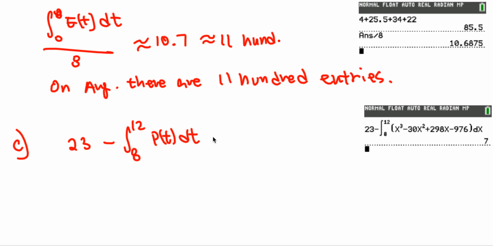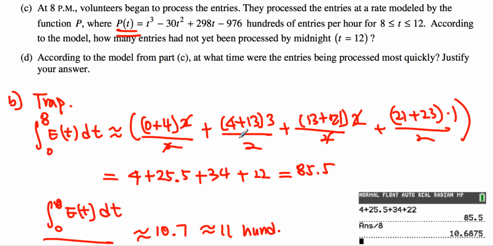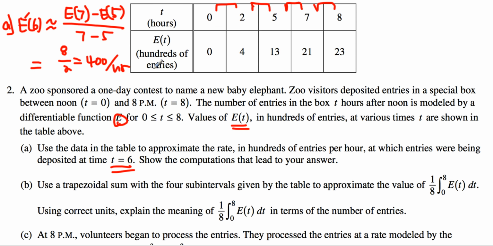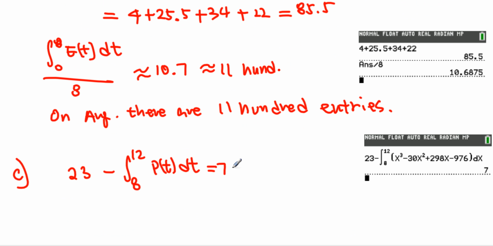So using that, we can say that the answer is 7. Now, the question is, how many entries have not been processed by midnight? 7 was hundreds of unit entries, so we can just write down this implies 700 entries have not been accounted for.